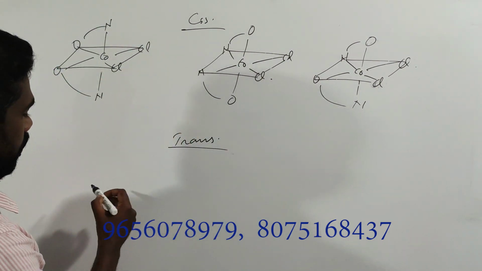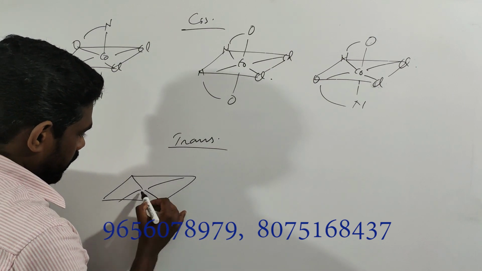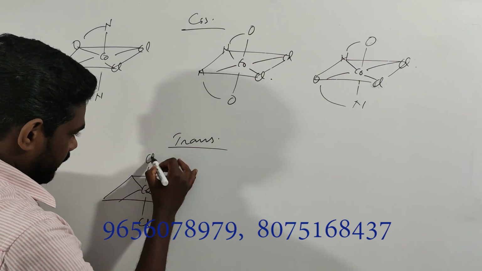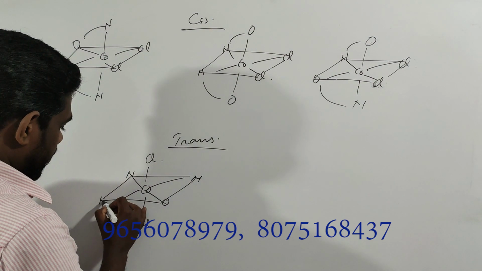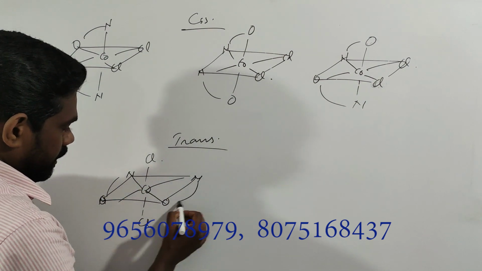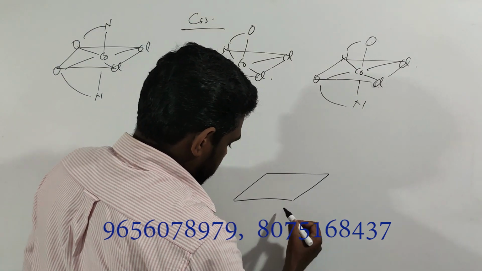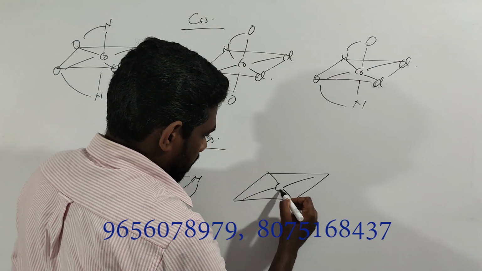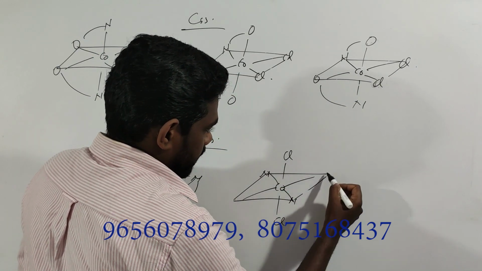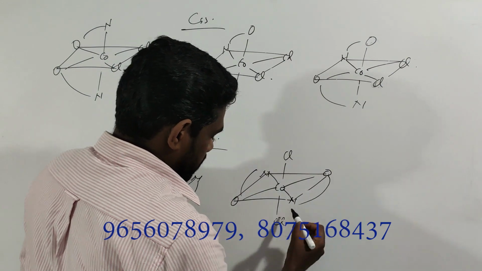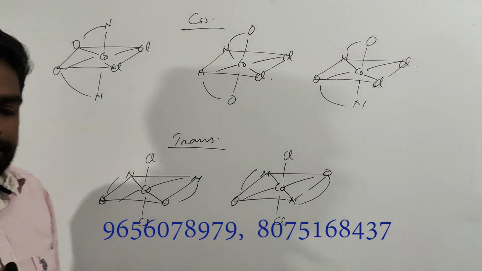Another possibility is trans. So we are placing chlorine trans to each other. Let's see what the possibilities are. We are placing chlorine like this, and we have nitrogen and oxygen here. So nitrogen and nitrogen are cis to each other, oxygen and oxygen are cis to each other. This is one possibility, and another possibility is this one, chlorine trans to each other, nitrogen and nitrogen trans to each other. Completely trans possibilities. These are the 5 possible geometrical isomers.